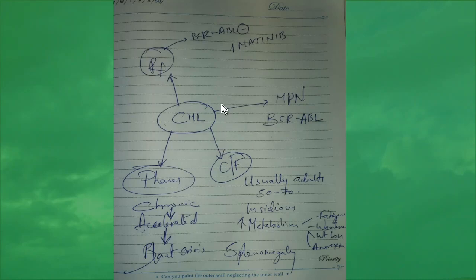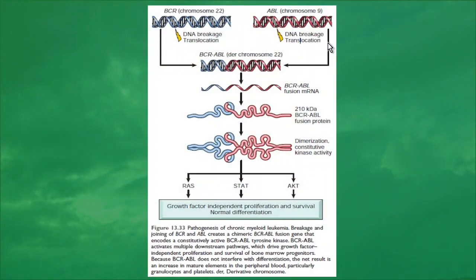CML is treatable to an extent by a BCR-ABL inhibitor called imatinib. Try to find out where else imatinib is used. Some other totally different neoplasm also can be treated with imatinib, or you can say contained with imatinib. This is the BCR-ABL fusion gene or chimeric gene, whatever.